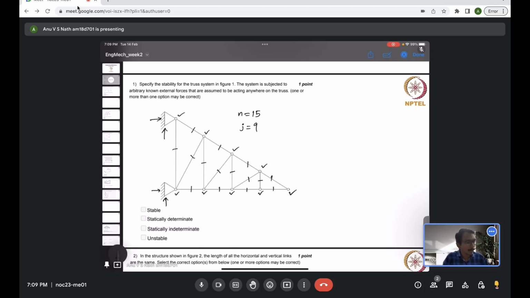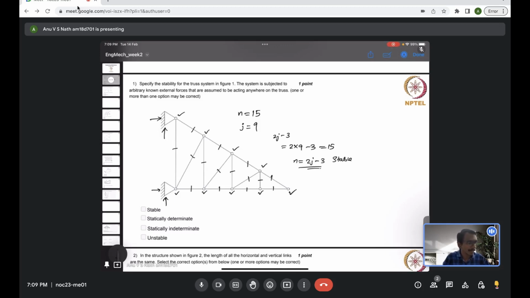We need to evaluate the quantity 2j minus 3. I hope you have already watched the video, so you will have some idea why I am doing this. It's basically to determine the stability of the system. Here, 2 into 9 minus 3 is 15. So n equals 2j minus 3. Such a system is stable and statically determinate.